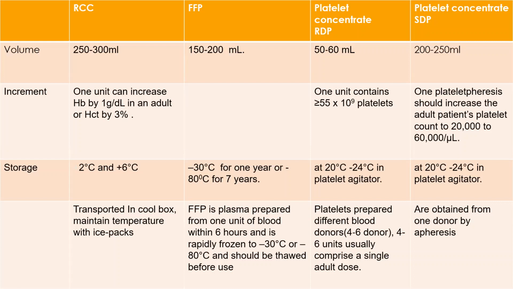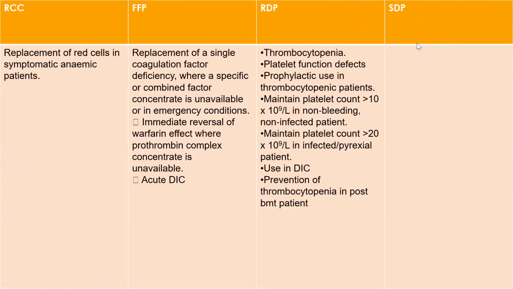And the volume of random donor platelets is about 50 to 60 ml, and the storage of platelets is about 20 to 24 degrees C in a platelet agitator. The single donor platelets volume is about 200 to 250 ml, and the storage of single donor platelets is the same as that of random donor platelets.